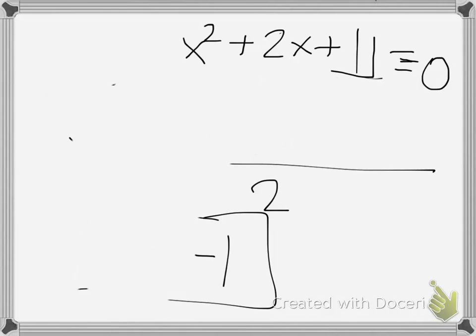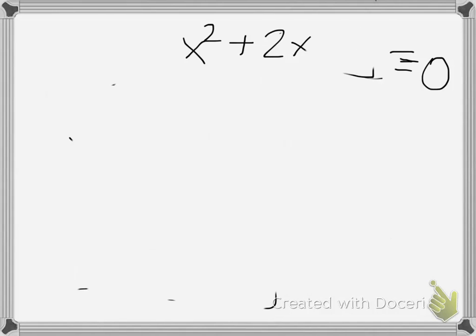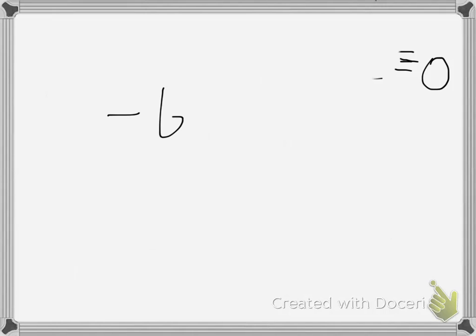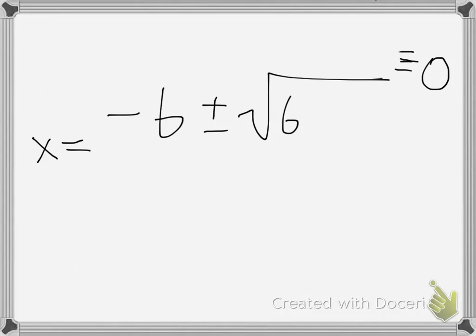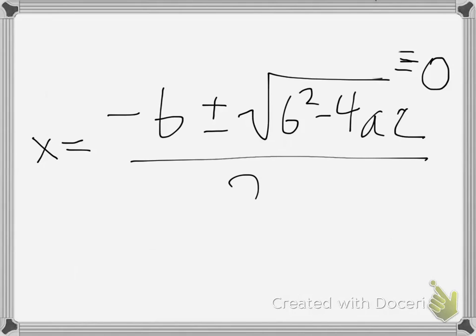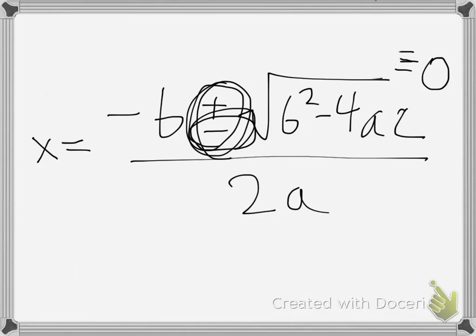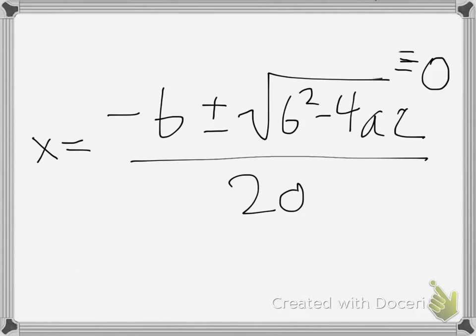So all you do when using the quadratic formula is you have to know what your a, b and c in the quadratic equation is. Let me write the quadratic formula again. So remember, this plus or minus sign means that the x could equal negative b plus all of this stuff, or x could be negative b minus all of this stuff. So that's a thing you should remember.